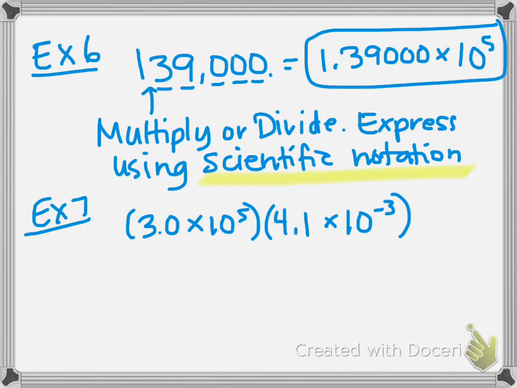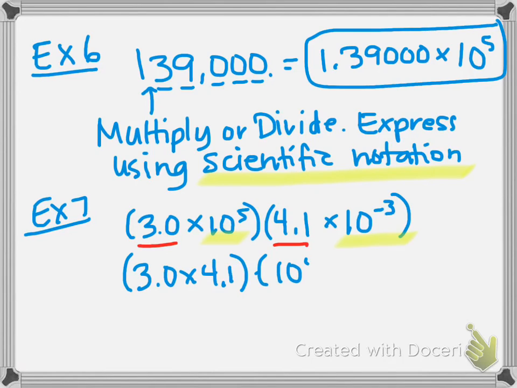Okay, example 7, we're going to be multiplying and dividing expressed using scientific notation. So we have 3.0 times 10 to the 5th times 4.1 times 10 to the negative 3rd. So what you're going to do first is take the 3.0 and the 4.1, and multiply that together first. So 3.0 times 4.1. Then you're going to take the 10 to the 5th times the 10 to the negative 3rd, and you're going to multiply that. 10 to the 5th times 10 to the negative 3rd. Okay, 3.0 times 4.1 is 12.3 times 10 to the 2nd power, because 5 plus negative 3 is 2.